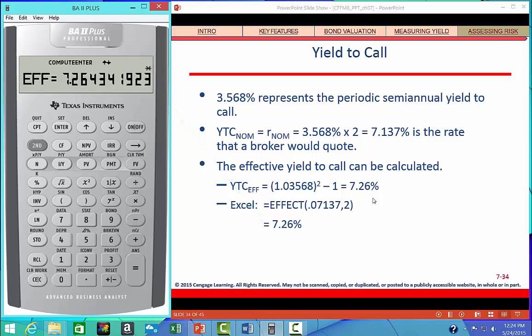We don't normally do this extra step, we just always look at the nominal rate whenever we solve something. If this had been a quarterly bond, we would have multiplied this times 4. So just keep in mind, is it quarterly, is it semi-annual, is it monthly? And you'll have to make all those adjustments.